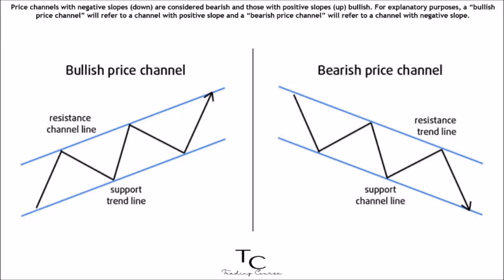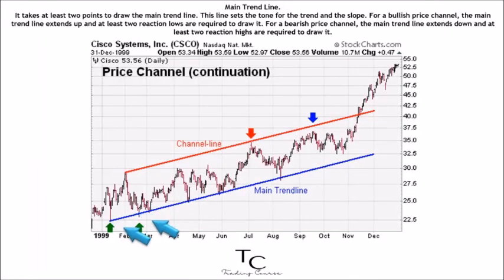For explanatory purposes, a bullish price channel will refer to a channel with positive slope and a bearish price channel will refer to a channel with negative slope. Main trend line. It takes at least 2 points to draw the main trend line. This line sets the tone for the trend in the slope.